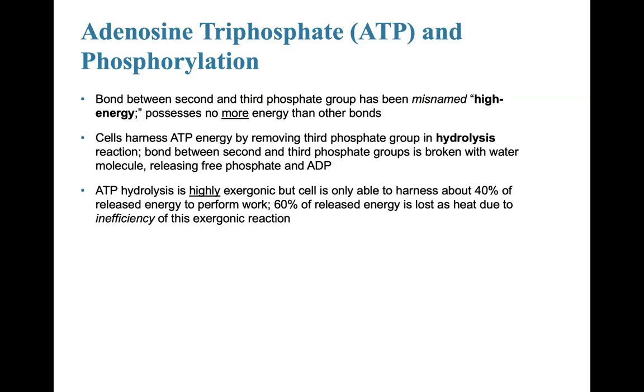Cells harness ATP energy by removing the third phosphate group in a hydrolysis reaction. The bond between the second and third phosphate group is broken with a water molecule, releasing the free phosphate and ADP. ATP hydrolysis is highly exergonic, but the cell is only able to harness about 40% of the released energy to perform work. 60% of that released energy is lost as heat due to the inefficiency of this exergonic reaction.